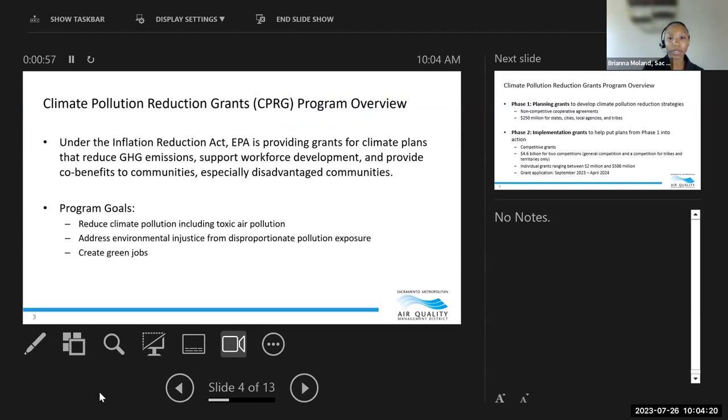The next couple of slides give us an overview of the Climate Pollution Reduction Grants Program. Under the Inflation Reduction Act, EPA is providing grants for climate plans that reduce greenhouse gas emissions, support workforce development, and provide co-benefits to communities, especially disadvantaged communities. The program goals include reducing climate pollution, including toxic air pollution and criteria air pollutants, addressing environmental injustice from disproportionate pollution exposure, and creating green jobs.